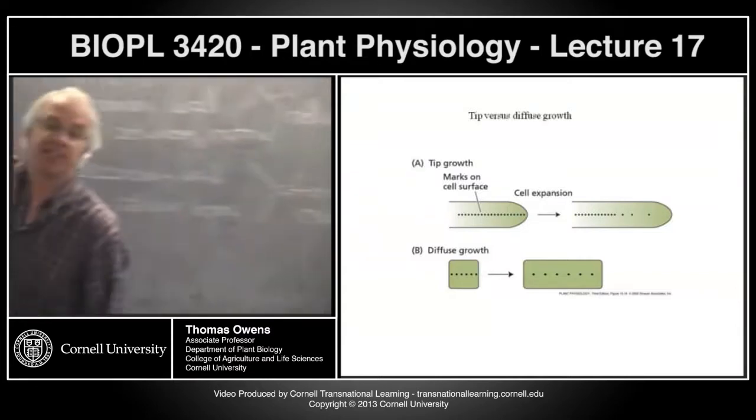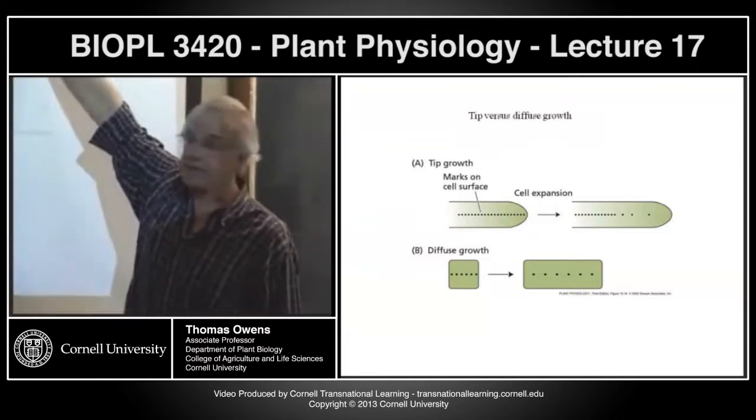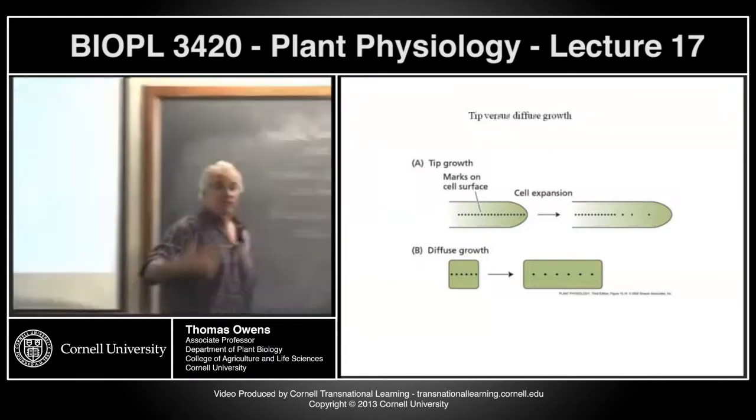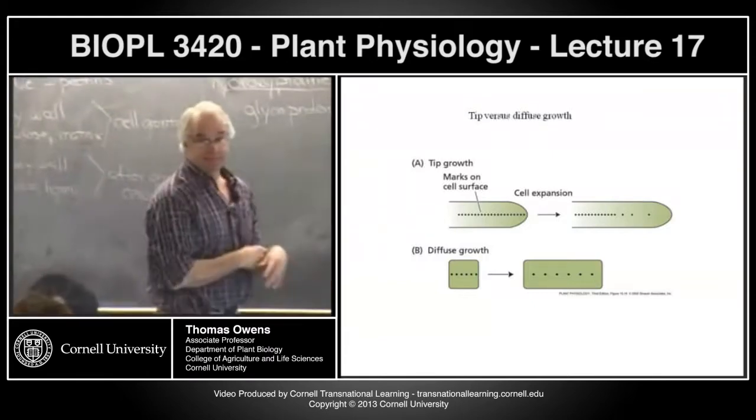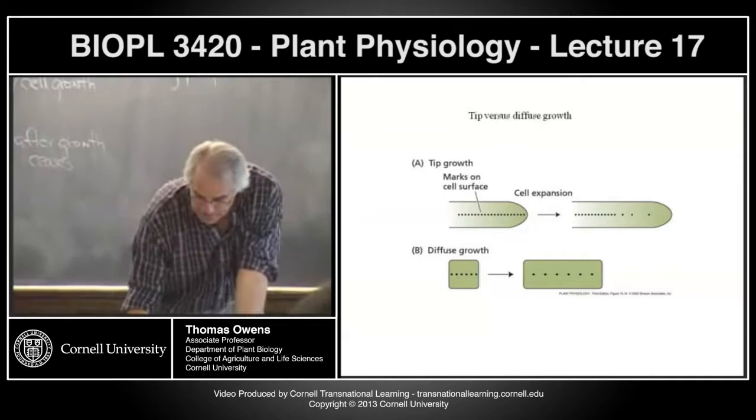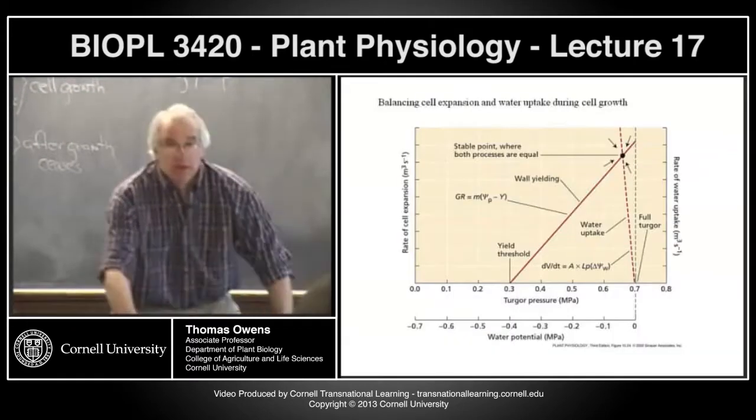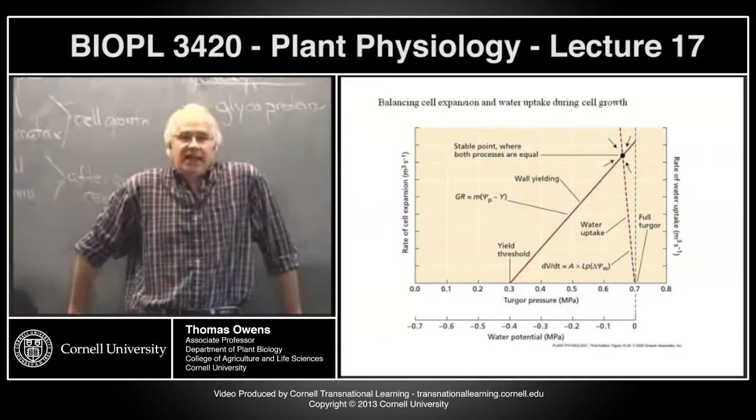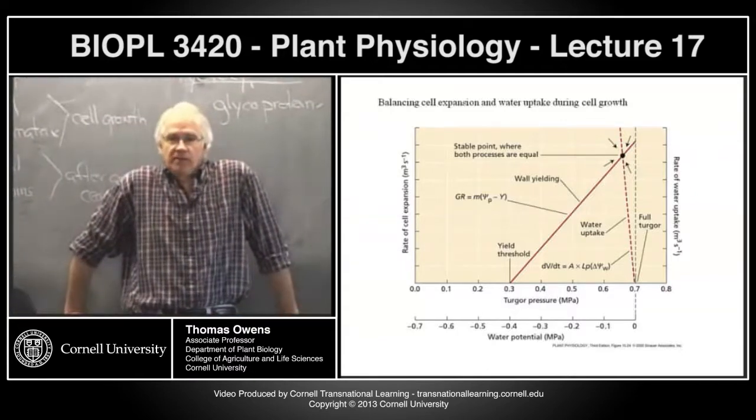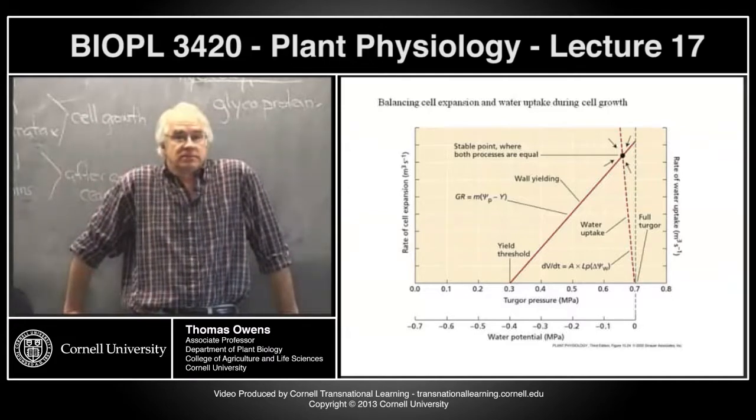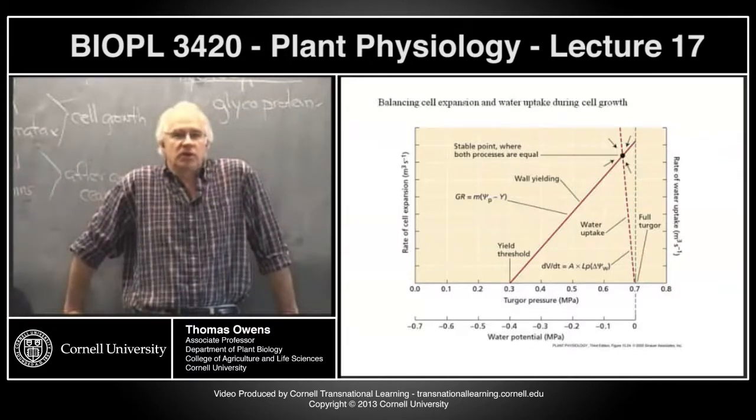Obviously, the signaling that's going on in this must be very different. Tip growth and diffuse growth have to have very different signaling going on. Okay, so we need to be thinking about that. All right. So, most of the questions that you guys asked in your reading assignment had to do with this figure. This figure is really important, and you understand it much better than you think you do.